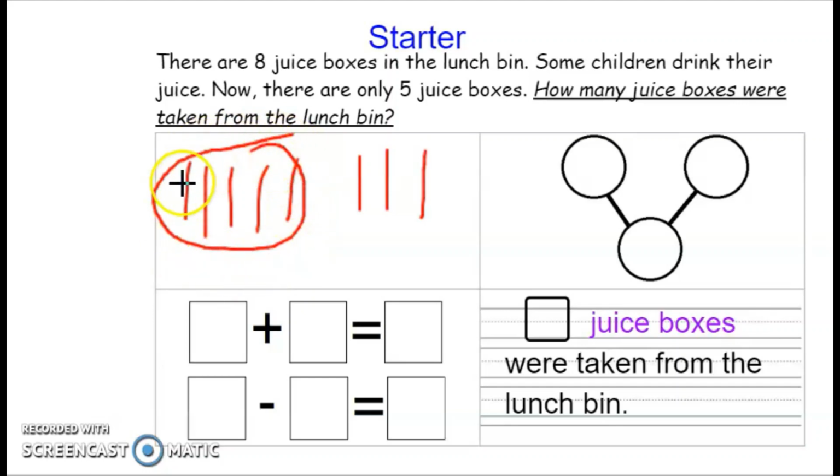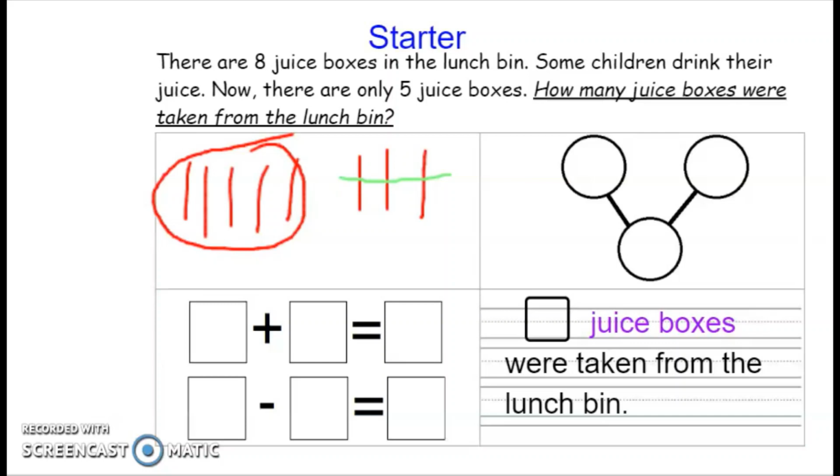So if these are the 5 juice boxes that are left, how many juice boxes were taken from the lunch bin? Go ahead and pause and tell a friend or a family member. That's correct. 3 juice boxes were taken from the lunch bin, and I'm going to draw a green line across the 3 lines to show that those were the 3 juice boxes that were taken from the lunch bin.